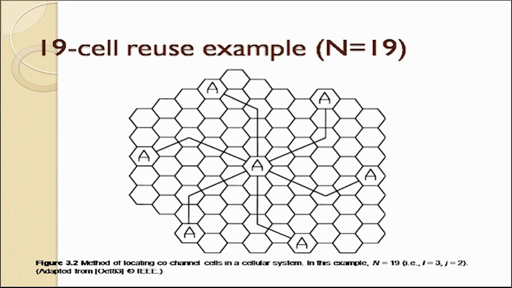This is another example of frequency reuse, N equal to 19. The cluster size is 19. A indicates the frequency reuse. Here i value is 3 and j value is 2. Finally I get N equal to 19 from N equal to i square plus ij plus j square.